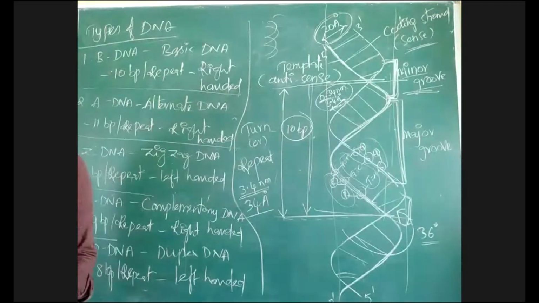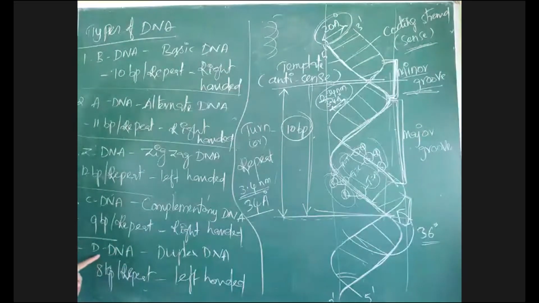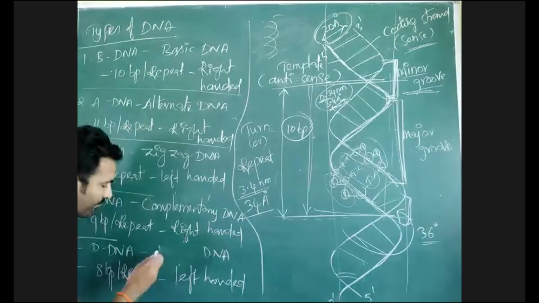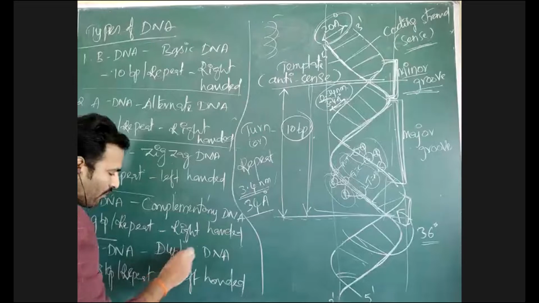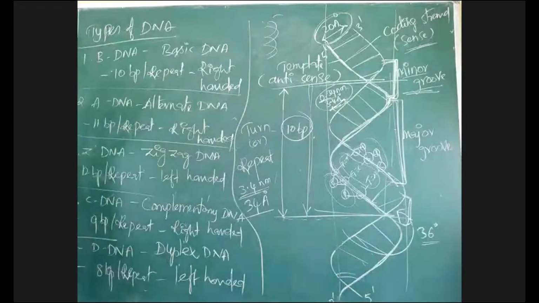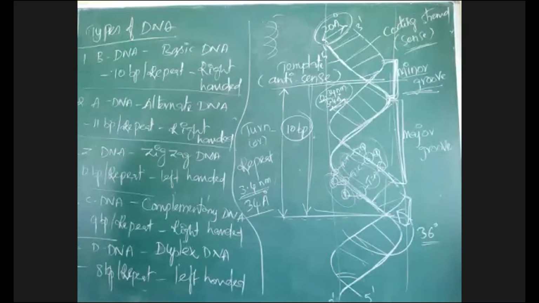Okay, this is about the structure and the types of DNA. Name of the last DNA, sir, duplex. ddNA, which is called duplex DNA. Rekha, duplex. Done.